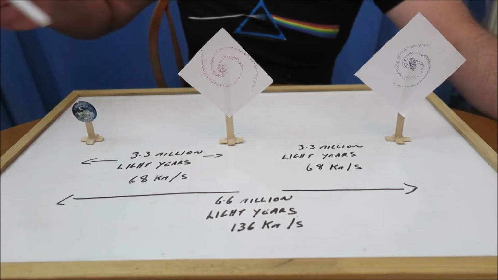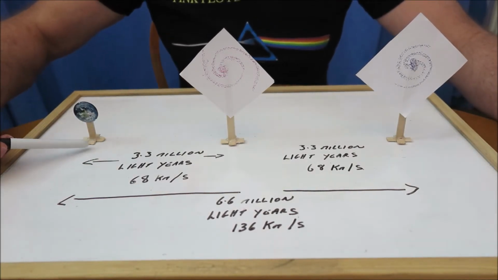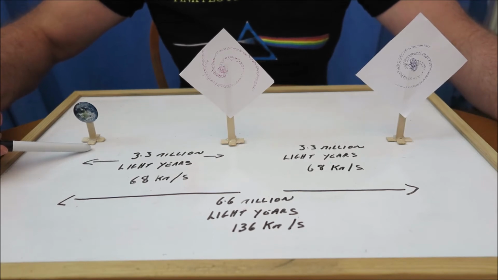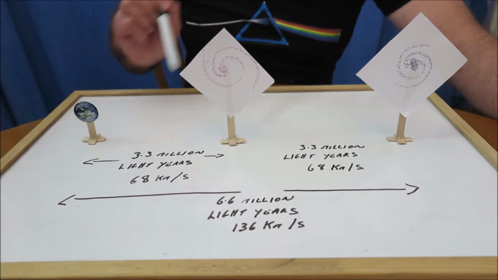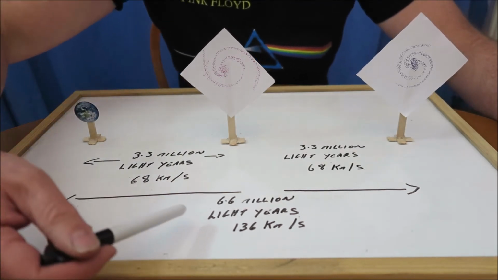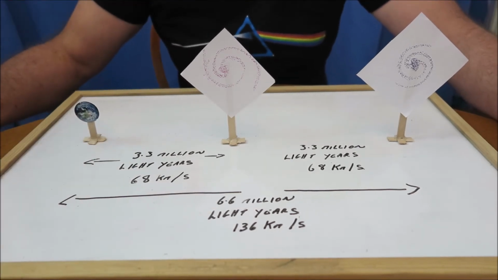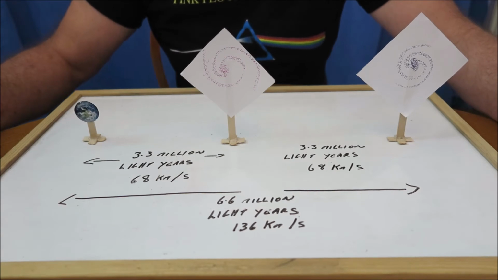Now if we look at the bigger picture, this galaxy is 6.6 million light years, or 2 megaparsecs, away from the Earth. So that is going at a faster rate away from the Earth than this one, and the speed is 136 kilometers per second. So it's double because it's 2 megaparsecs and not 1 megaparsec.